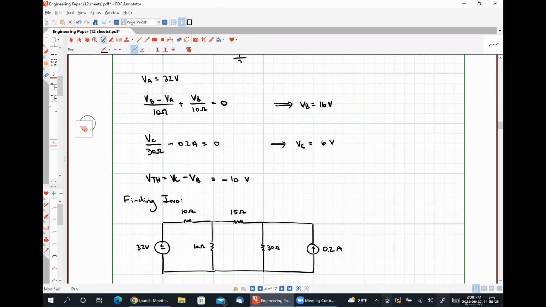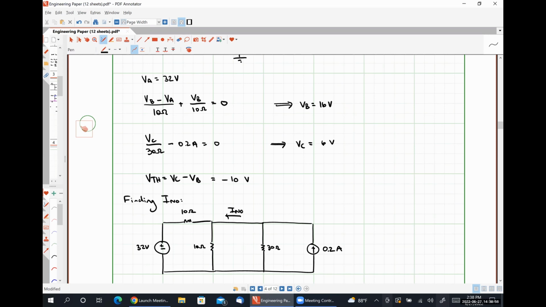So since we're finding the Norton current with respect to our 15 ohm resistor, we will remove our 15 ohm resistor and then we short circuit our terminals. Our Norton current will be directed to the left. How are we going to go about solving for this Norton current? Well, I say let's use mesh this time.